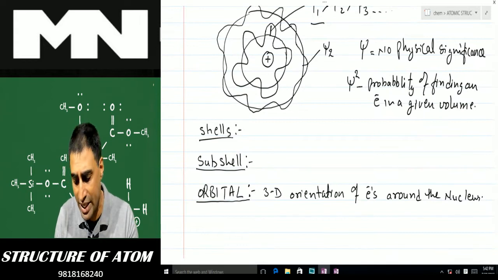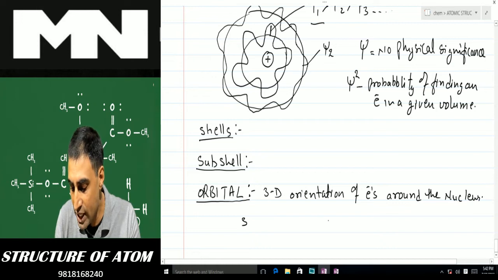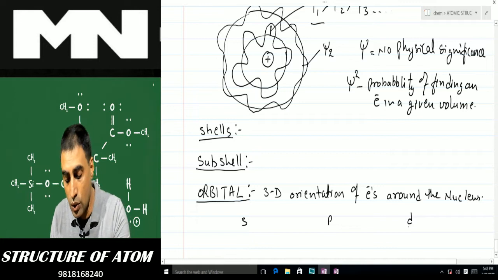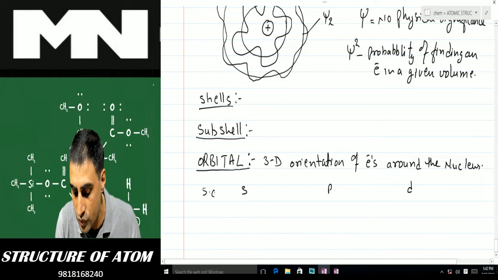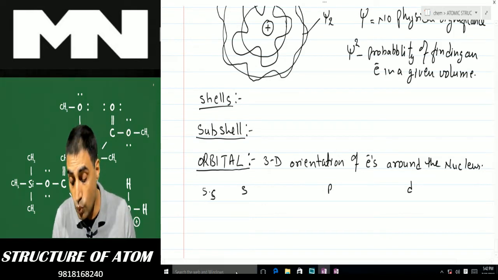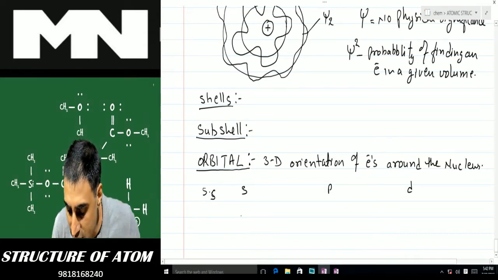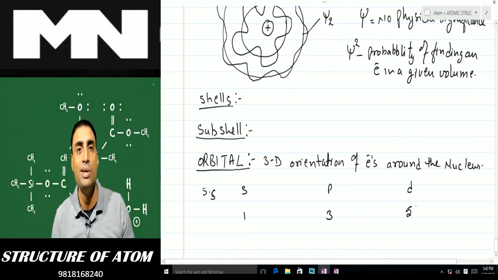So according to wave mechanical model, like Bohr's model, we have S subshell, P subshell, D subshell, and F subshell. Now, if these are the subshells we have, then what are the orbitals? Orbitals refer to the three-dimensional arrangement of electrons. We have one orbital in S subshell, three orbitals in P subshell, and five orbitals in D subshell. Again the question comes, what does that mean?